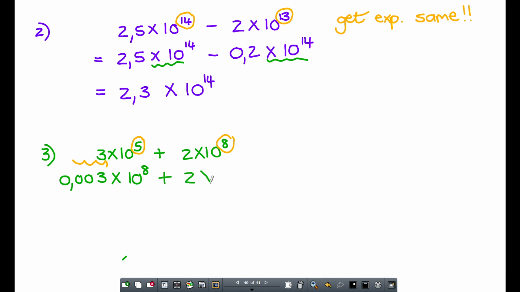Now this one stays the same. Can you now see I have 10 to the power of 8, 10 to the power of 8, which means that now I can only look at the ones in front. So 0,003 plus 2 is going to give me 2,003, and it stays 10 to the power of 8.